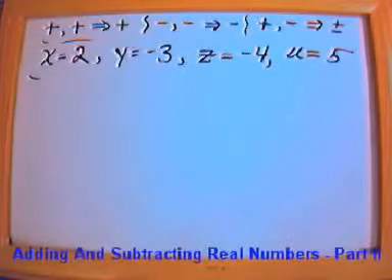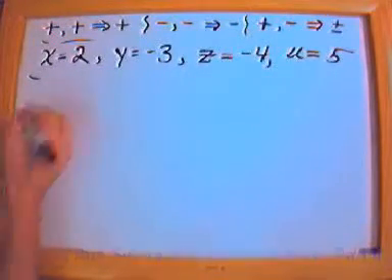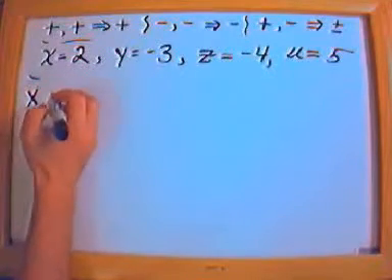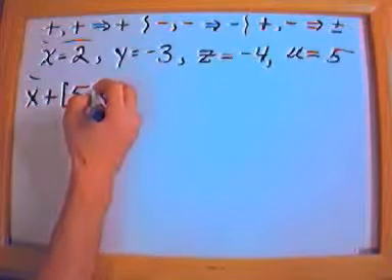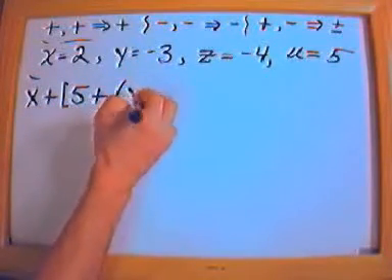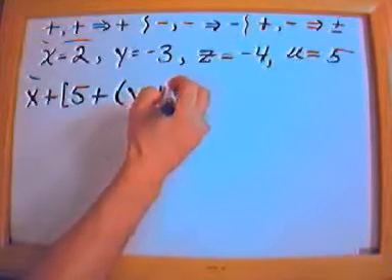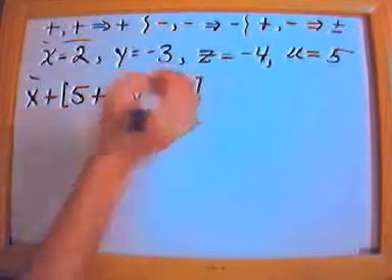Okay, let's do another one here. These are what I call plug and chug problems. Let's say we have x plus bracket 5 plus parentheses y plus u parentheses close bracket.